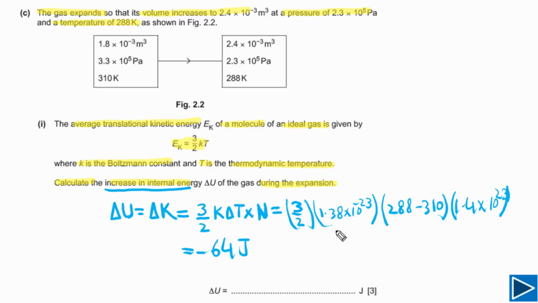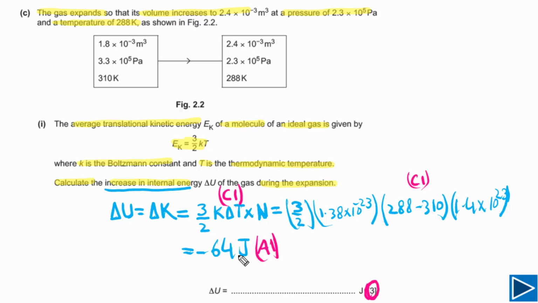This question has 3 marks. Let me explain to you how these marks will be awarded. The first mark will be awarded if you have written this formula. You will get the first C mark, and the second C mark you will get if you have plugged in these values, and the third is the answer mark you will get if you have got the right answer.